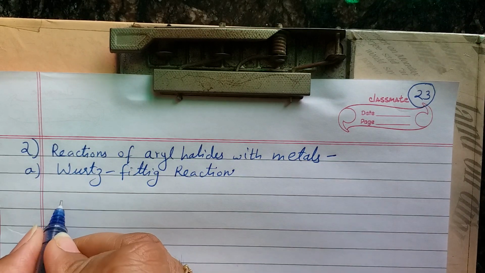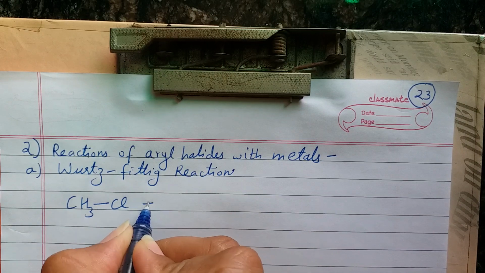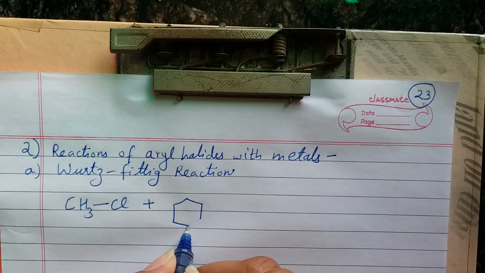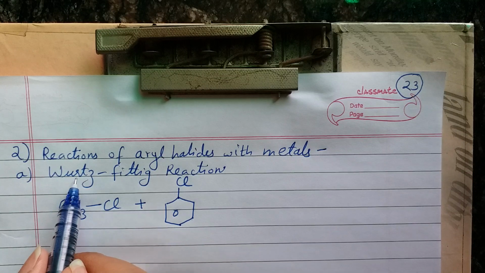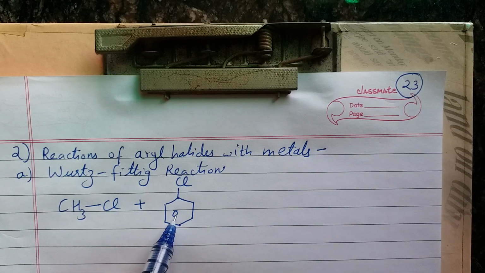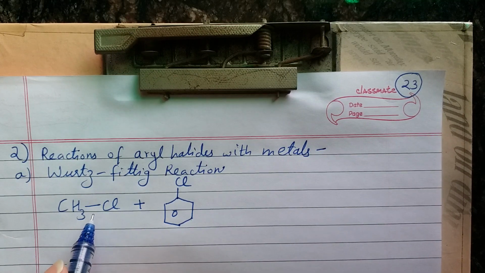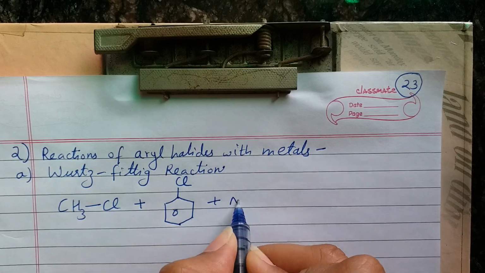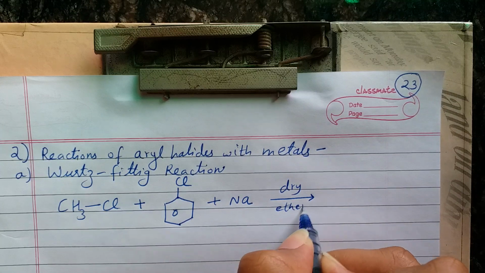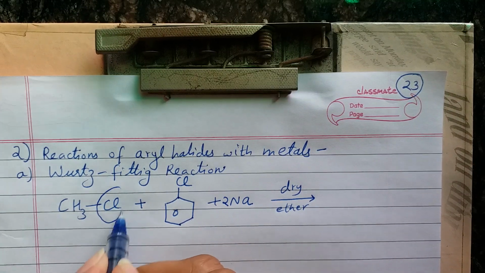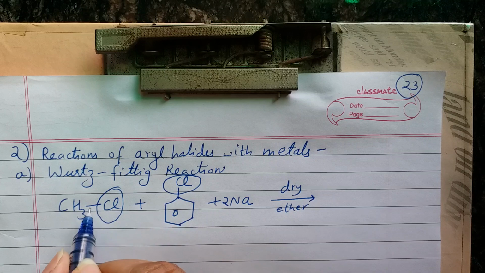Here, 1 mole of an alkyl halide, let's say CH3Cl, is taken along with a second mole of an aryl halide. So what we have to take is 1 alkyl and 1 aryl, right? Wurtz gives us the alkyl and Fittig gives us the aryl part. So 1 mole of an alkyl halide and 1 mole of an aryl halide and the same sodium metal in the presence of dry ether. Both the halogens will be removed and the alkyl and the aryl ring are going to join to each other.